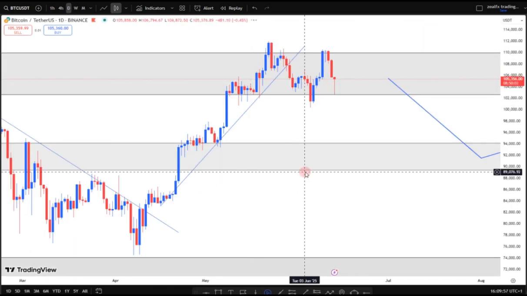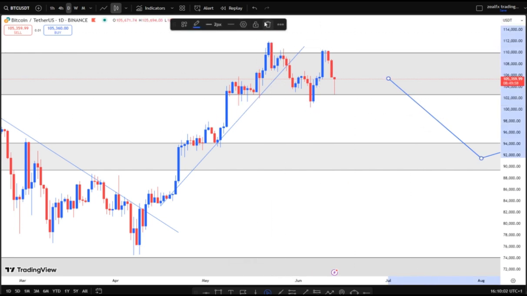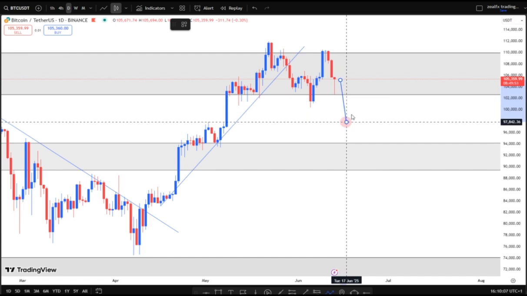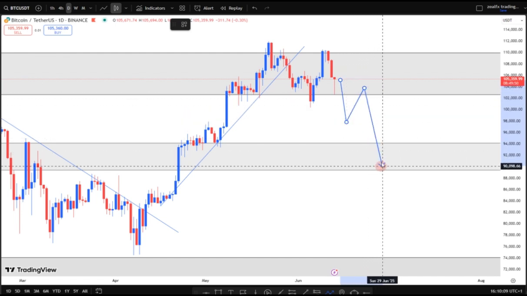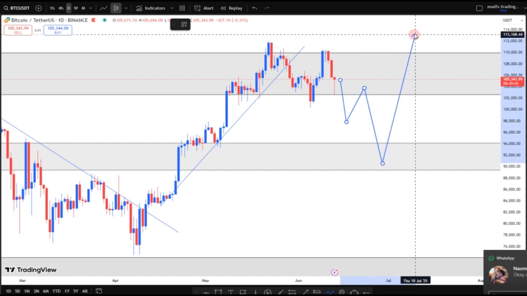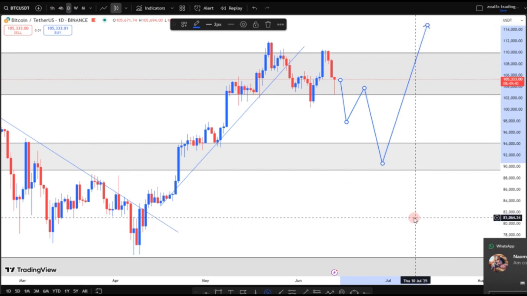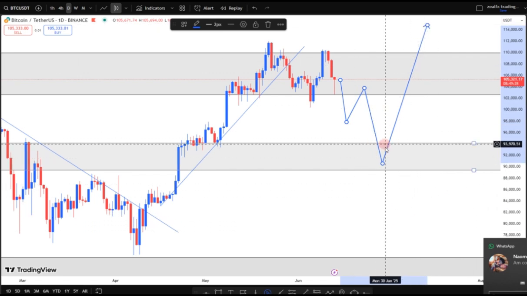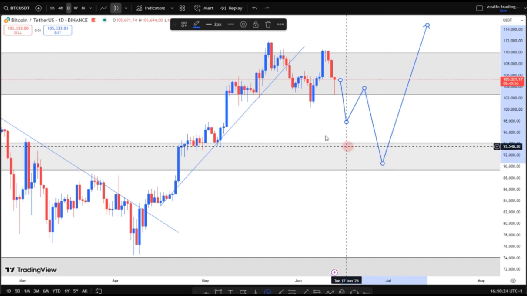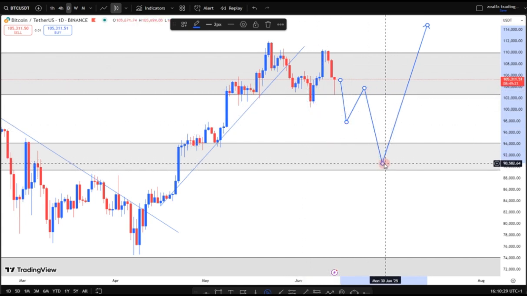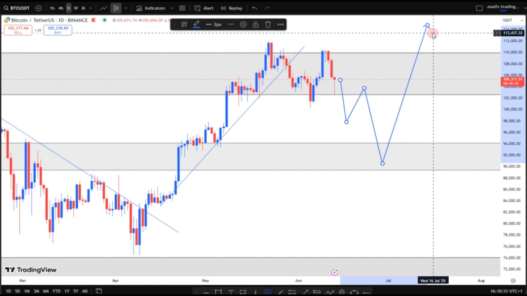On the daily chart, we expect price to break out of this level and retest. Then we'll see a further push to this support level before we see price moving to this next resistance level. So we are expecting price to retest this zone. After we see the break of this level, we expect price to do a retest, then price to push to this level before we see price pushing higher for the BTCUSD.